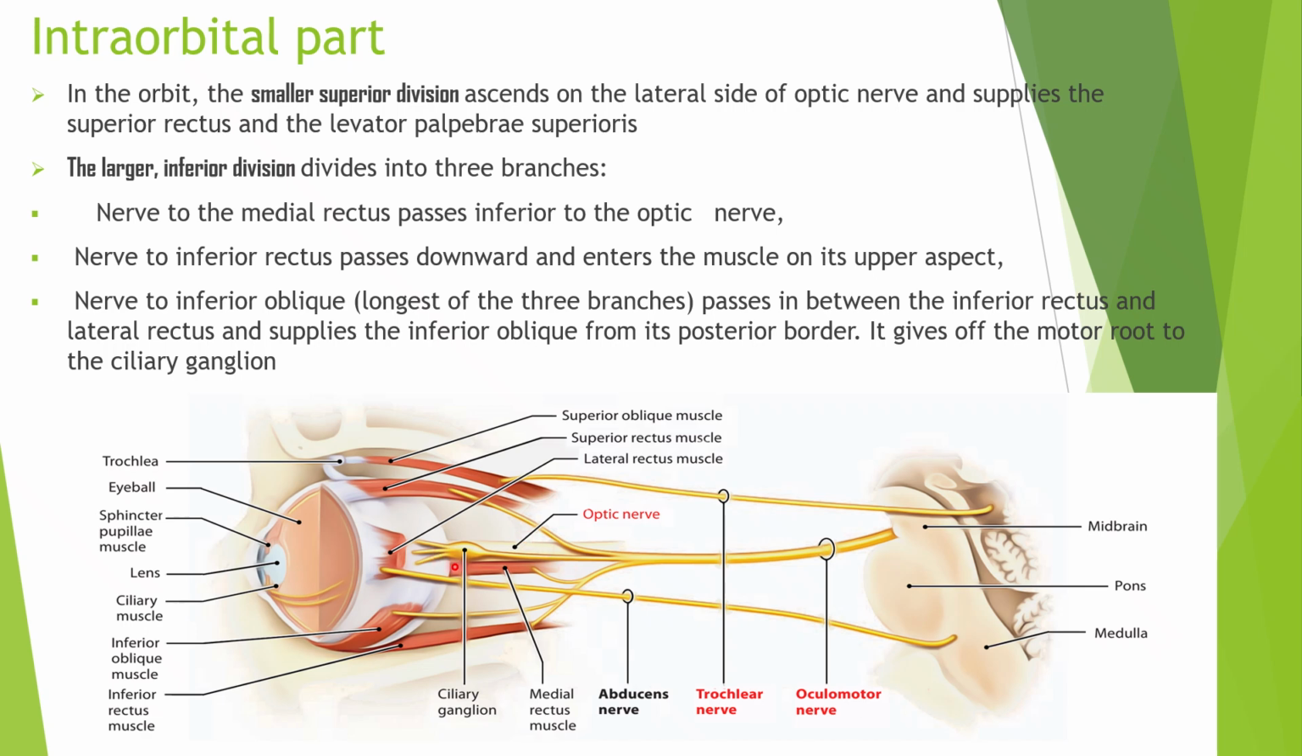Nerve to the medial rectus, which passes inferior to the optic nerve. Nerve to the inferior rectus passes downwards and enters the muscle on its upper aspect. And this is the nerve to inferior oblique, which is the longest of the three branches, which passes between the inferior rectus and the lateral rectus and supplies the inferior oblique from its posterior border. It gives off the motor root to the ciliary ganglion.